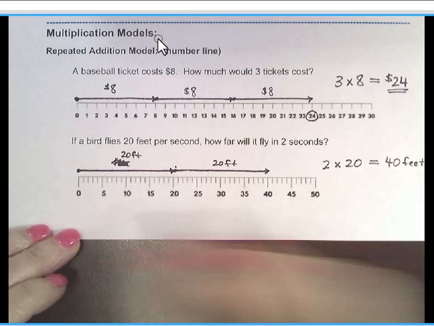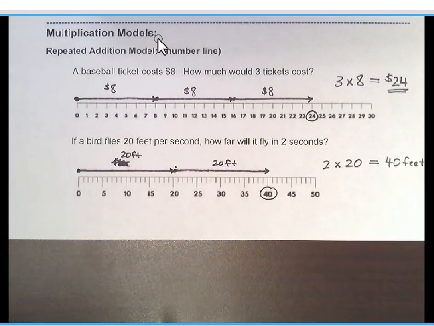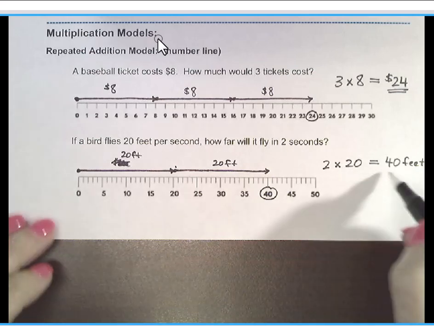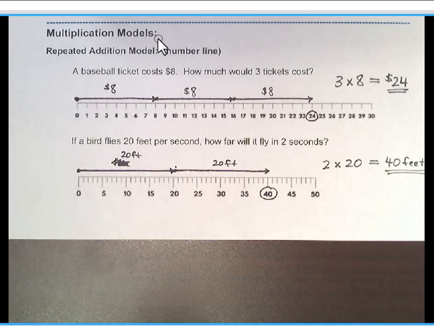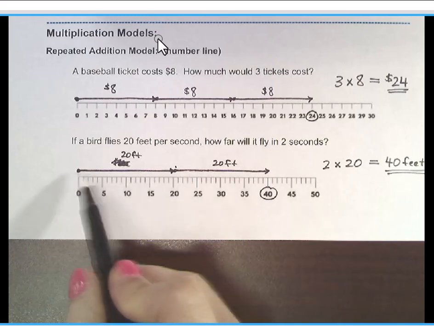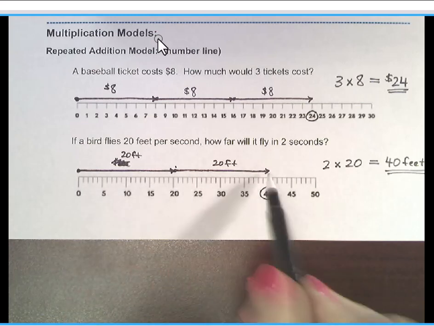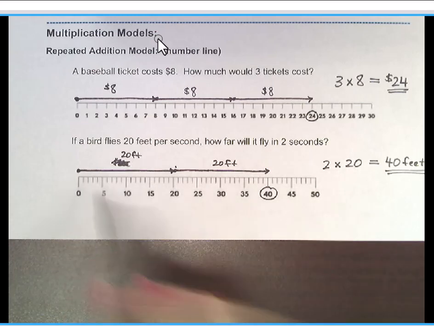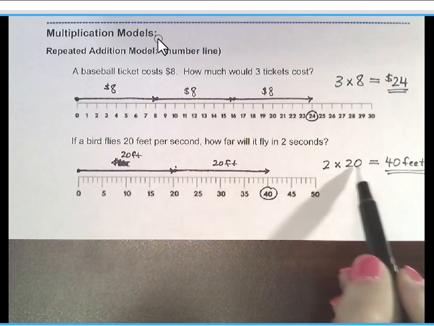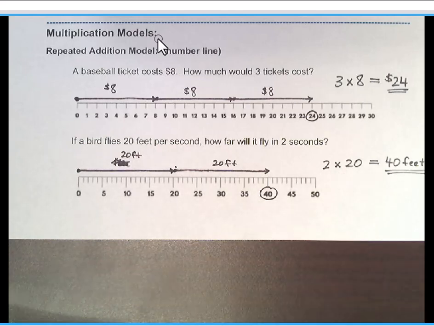So the numbers are measuring feet, but it's 2 groups of 20. It's not 20 groups of 2. And who would want to draw 20 groups of 2 anyway? That would take forever. So just the way that it's worded, 2 seconds, you draw 20 feet for the first second, 20 feet for the next second. So based on that model right there, it is 2 groups of 20, not the other way around.